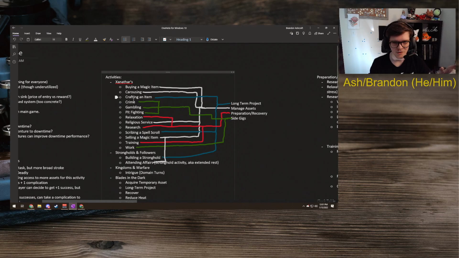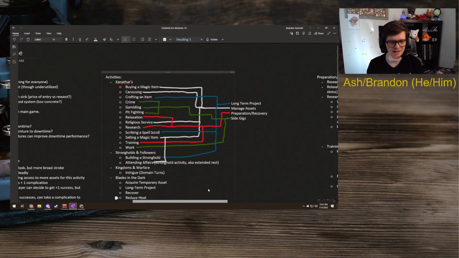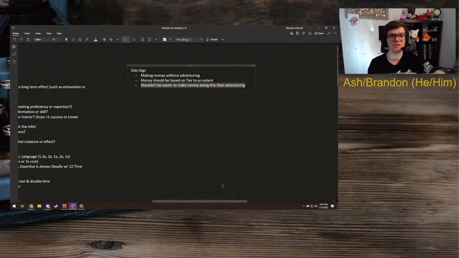These activities, crime, gambling, pit fighting, and work, should not make as much money as adventuring. This should be supplemental income. That being said, this could also be running a business. I am reminded of a Key and Peele sketch about robbing a bank. You're 100% right.